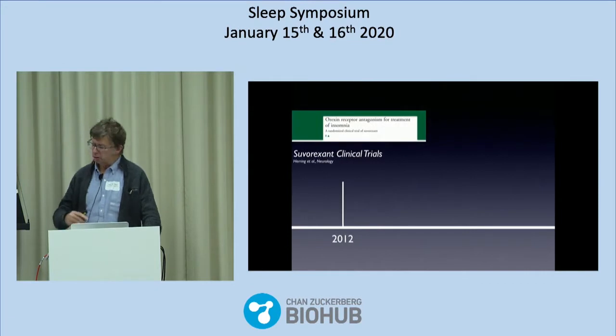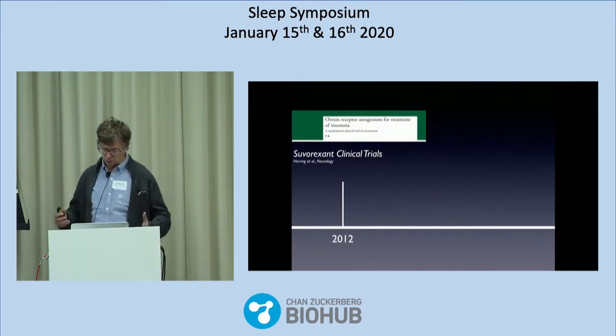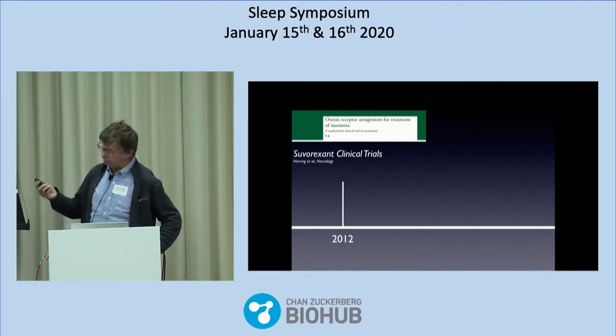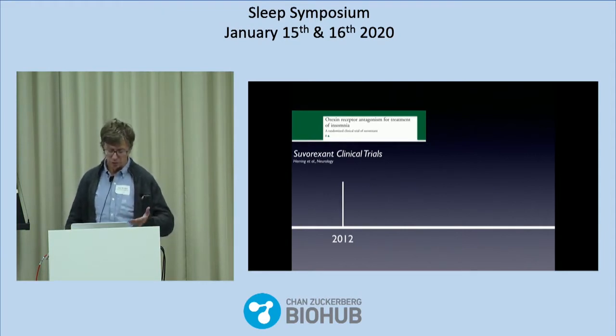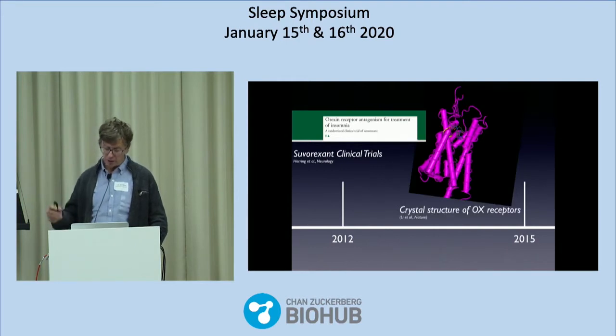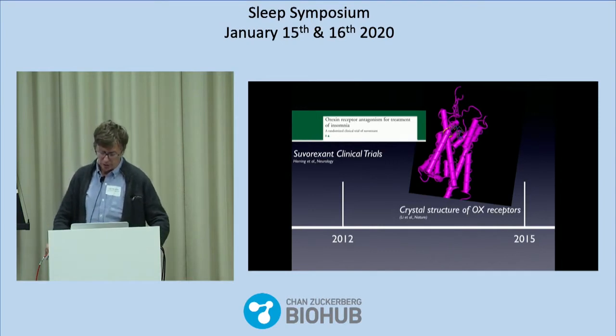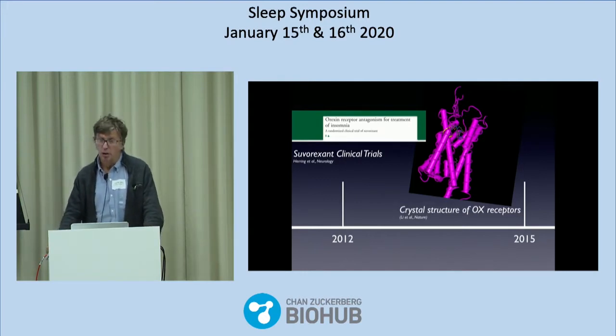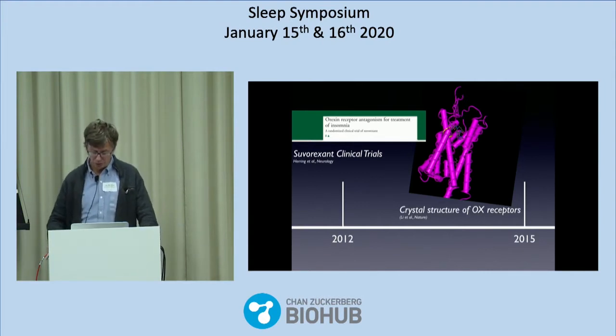But the discovery of these neurons has led to important advances in the sleep field, including the development of drugs that target the hypocretin receptors. Suvorexant is a non-selective hypocretin receptor antagonist that is approved by the FDA for insomnia. And the crystal structure of the hypocretin orexin receptors was determined a few years ago and has allowed the development of selective agonists that eventually will be used to treat narcolepsy.